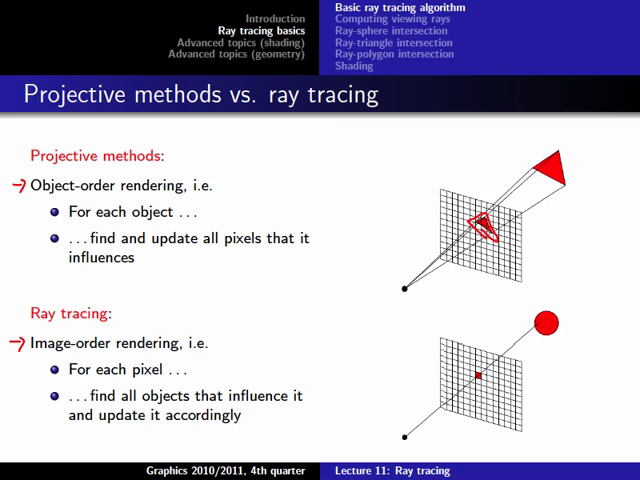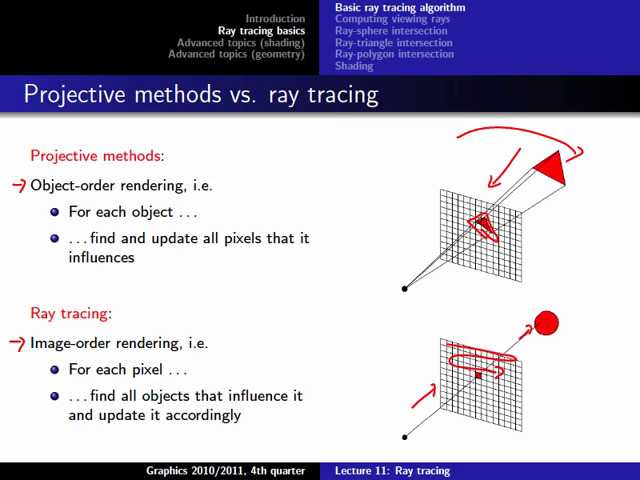For ray tracing, we do the opposite. We do not only do the opposite in terms of the direction that we project, but we shoot the ray. Instead of going through all the objects and putting them on the screen, we go through all the pixels and shoot a ray, and then we go to the objects.